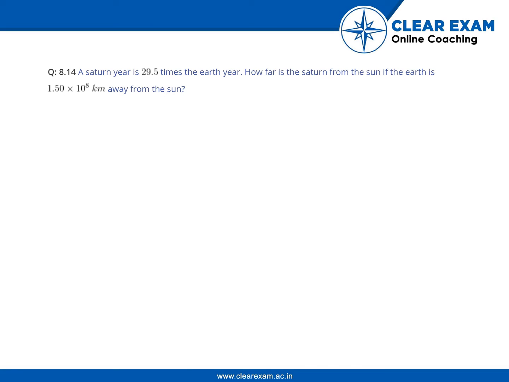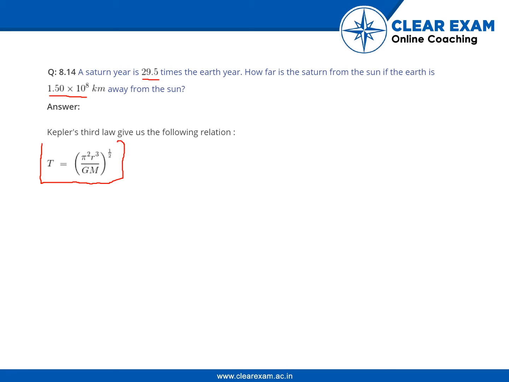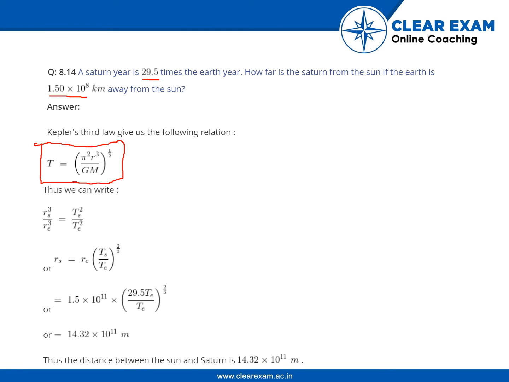The question given here is: a Saturn year is 29.5 times the Earth year. So how far is Saturn from the Sun if the Earth is 1.50 × 10^8 kilometers away from the Sun? By using Kepler's third law, we get the relation of time period T equals (π² r³ / GM) whole power 1/2.